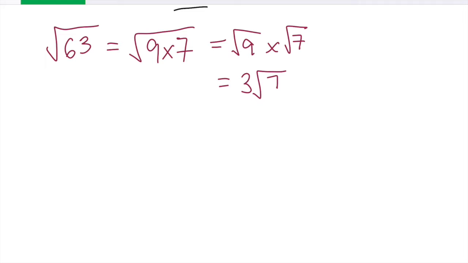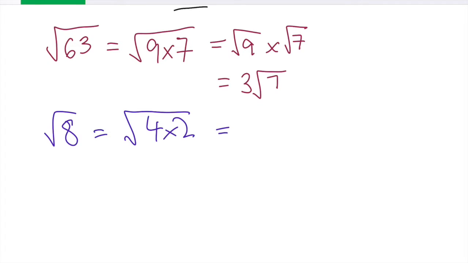If we have a look at another example, the square root of 8, I can write as the square root of 4 times 2. Now I chose 4 because that's a perfect square, but I'm limited with 8 with my factors. And then I can write this as the square root of 4 times the square root of 2, which is 2 root 2.